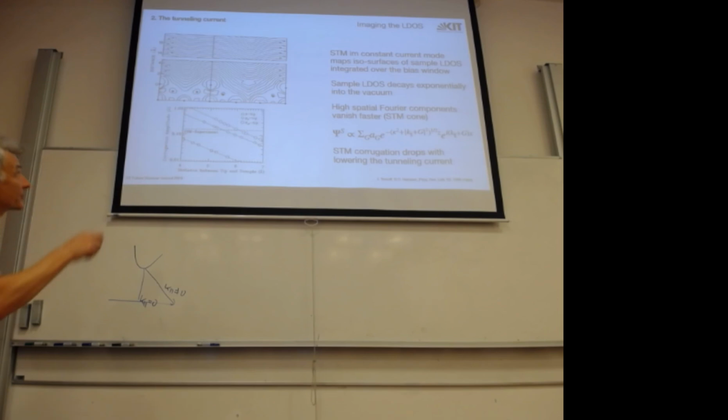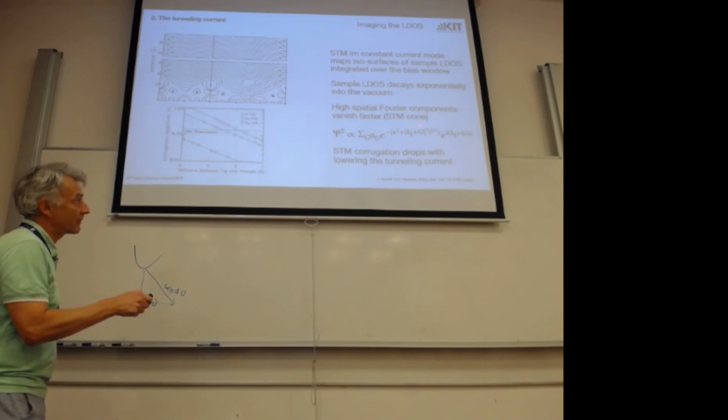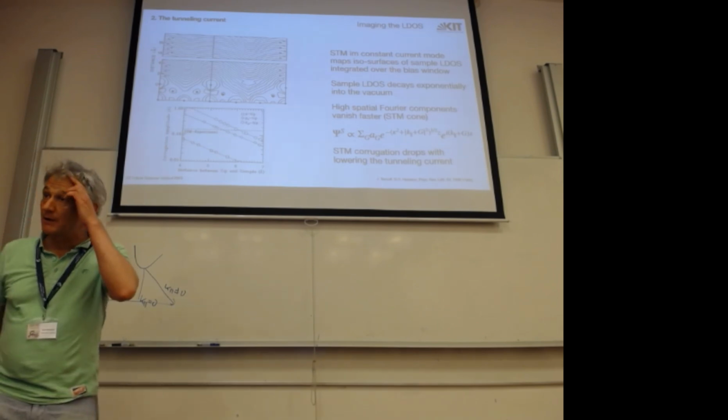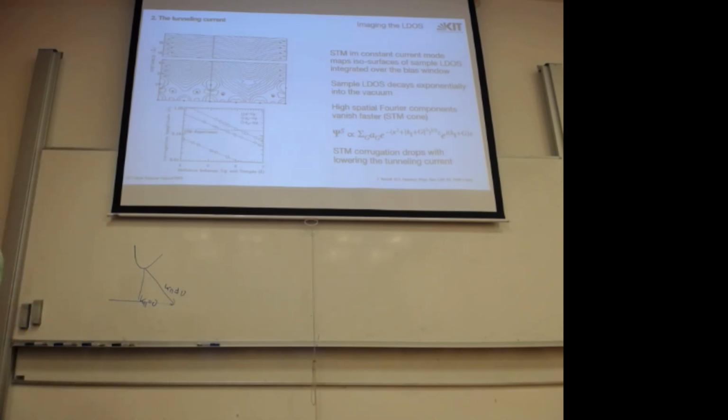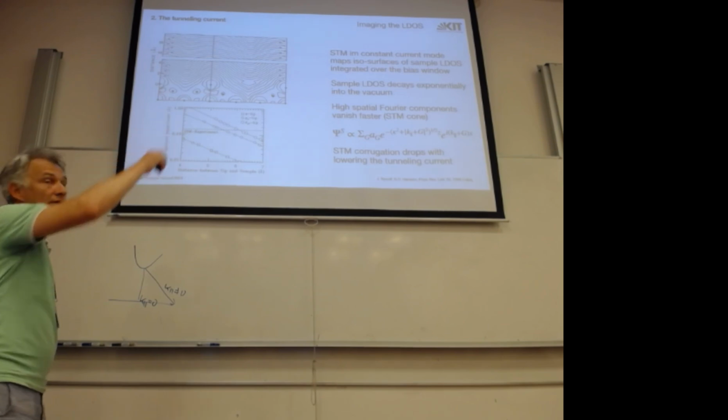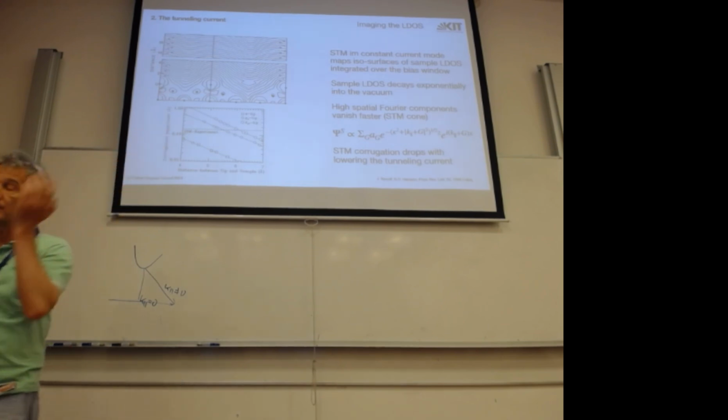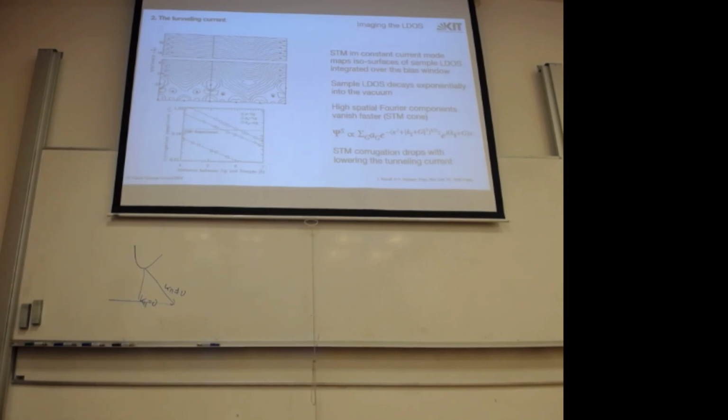So the wave function exponentially decays, but this exponential decay also depends on k parallel. So if you have a low tunneling current or low tunneling conductance, you're going to these far out iso lines of the density, and your corrugation is bad. You don't see atoms basically. And if you want to see atoms, you have to go closer. That means either increase the current or decrease the bias voltage.